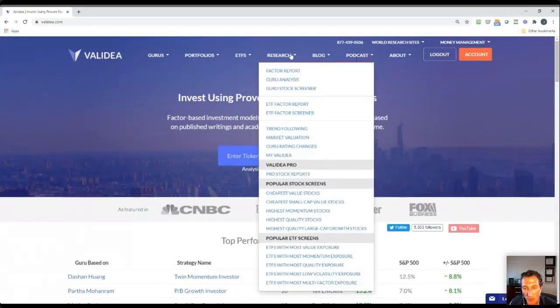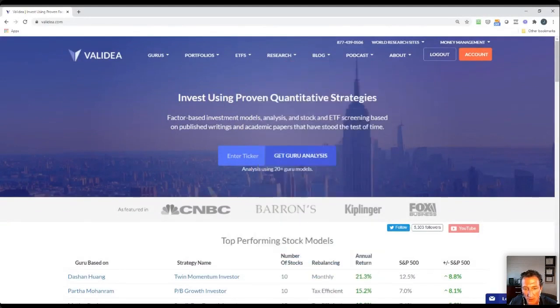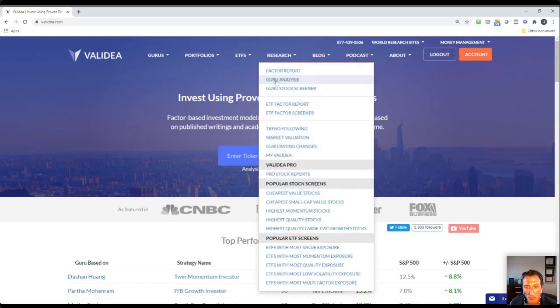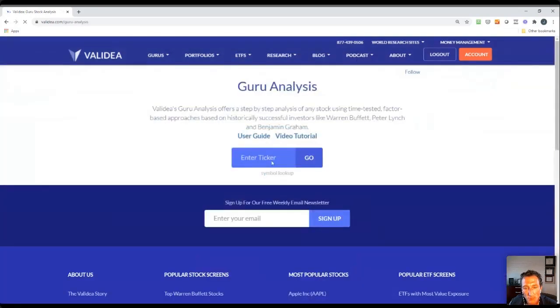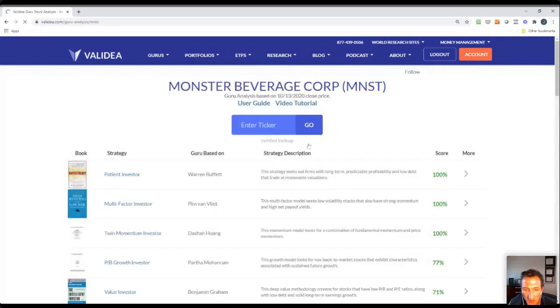You can also get to Guru analysis, so you can go to research, Guru analysis, or when you're logged in on the homepage, you can enter the ticker symbol here. But let's come in this way. So Guru analysis. The first stock I wanted to show you was a stock that scores highly according to our Warren Buffett based model, and this is Monster Beverage.